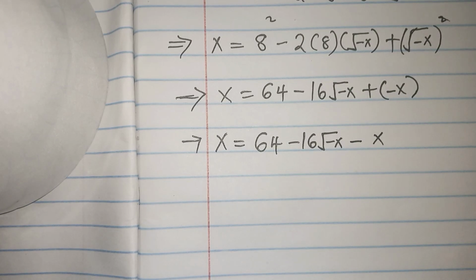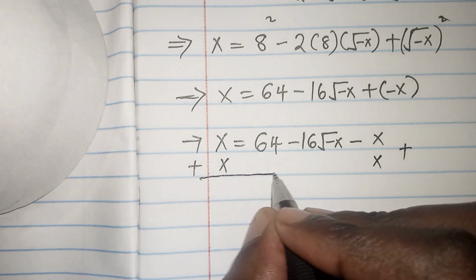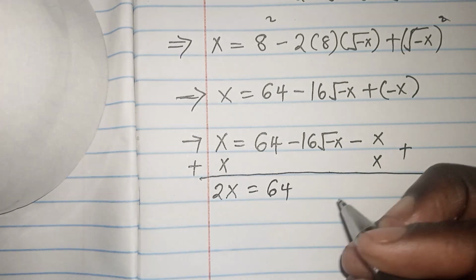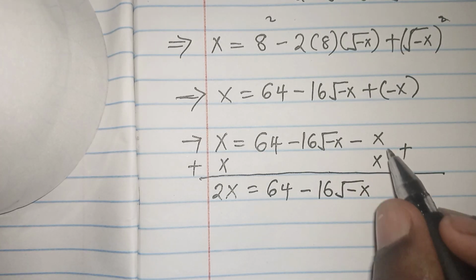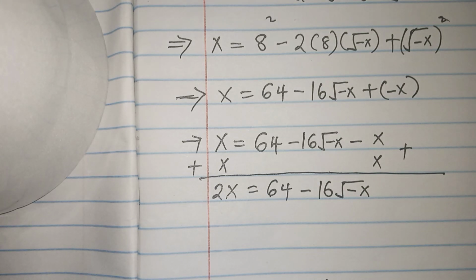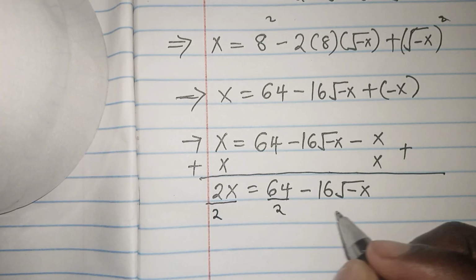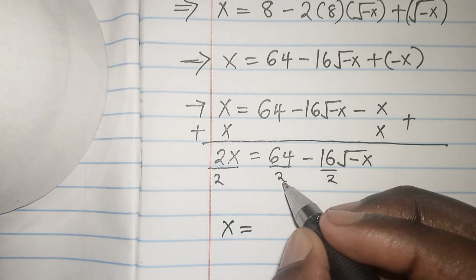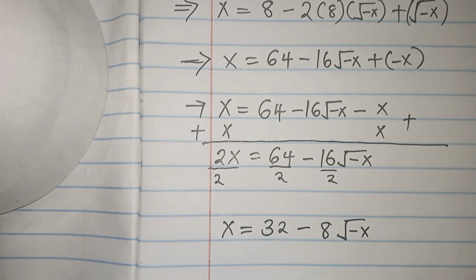So our next step is to add x on both sides. So we shall add here x and add this side x as well. So this gives us x plus x, this is 2x, is equals to 64 minus 16 square root negative x. So negative x plus x, this is 0. So 2, 64 and 16 are even. So to simplify this, we shall then divide here by 2, divide here by 2, divide here by 2. So x is equals to 64 divided by 2, this is 32, minus 8 square root negative x, right?